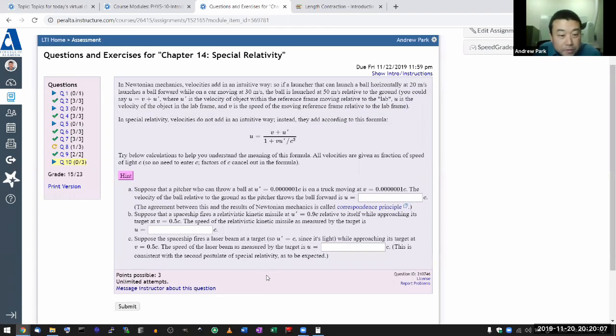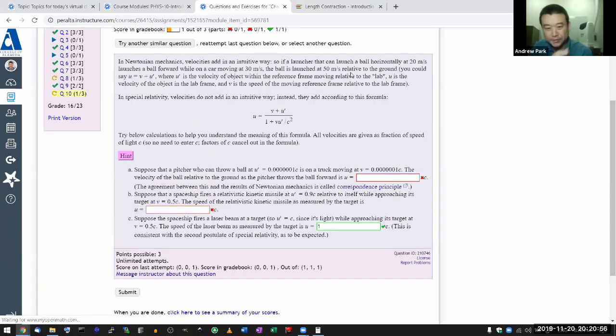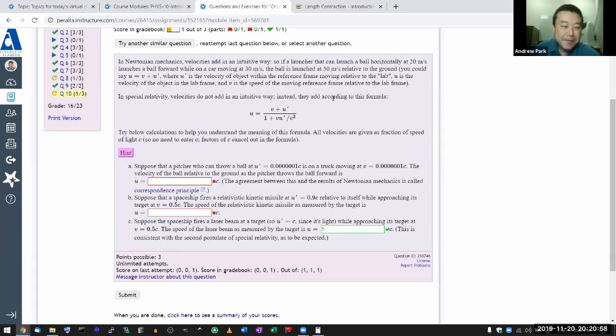Okay, let's look at question 10. Oh, by the way, this one I know the answer to. Second postulate of special relativity. So let me just do that first. Okay, good. So part B is actually easier calculator-wise. So let me do part B first.